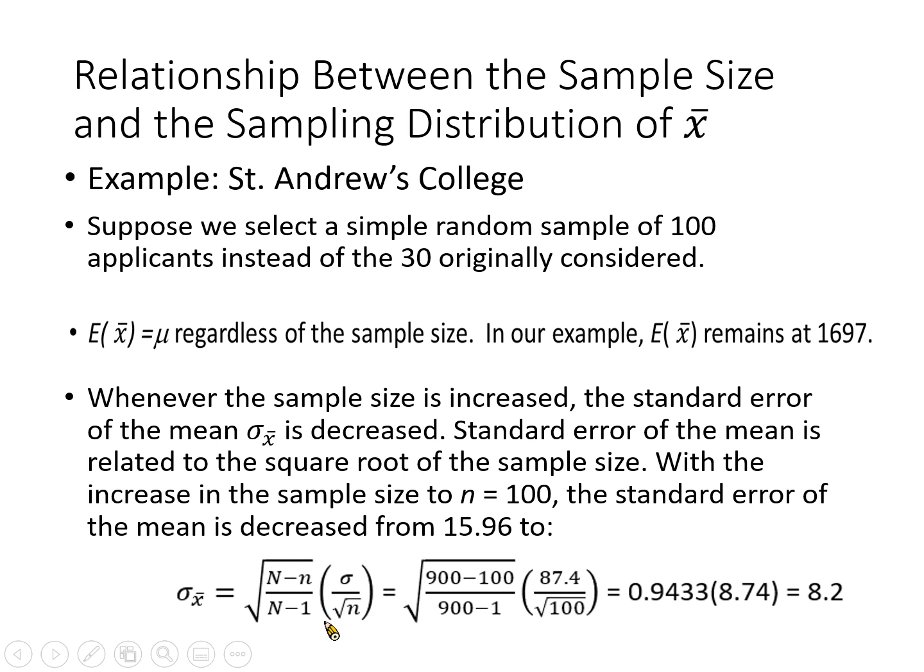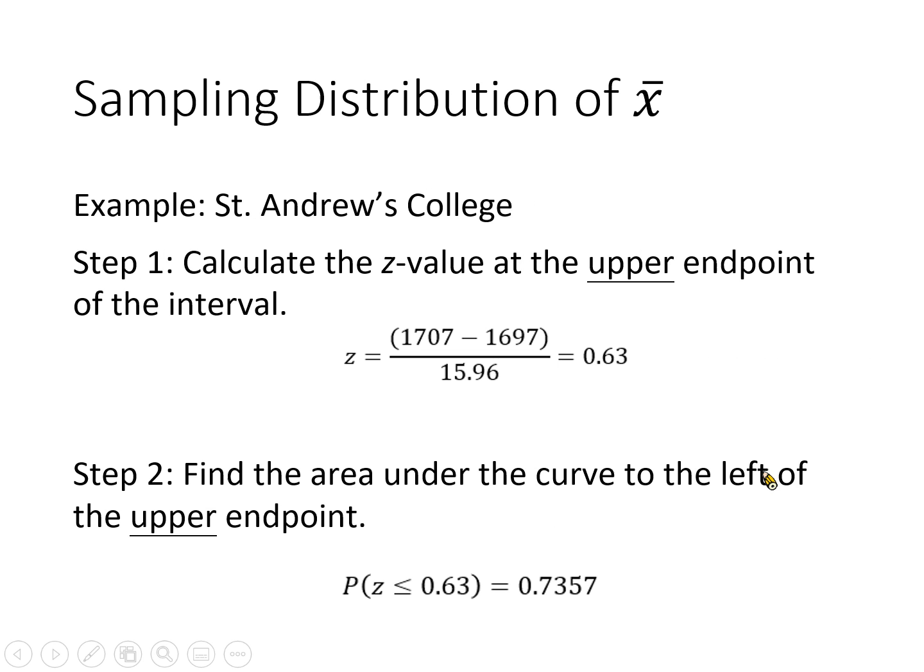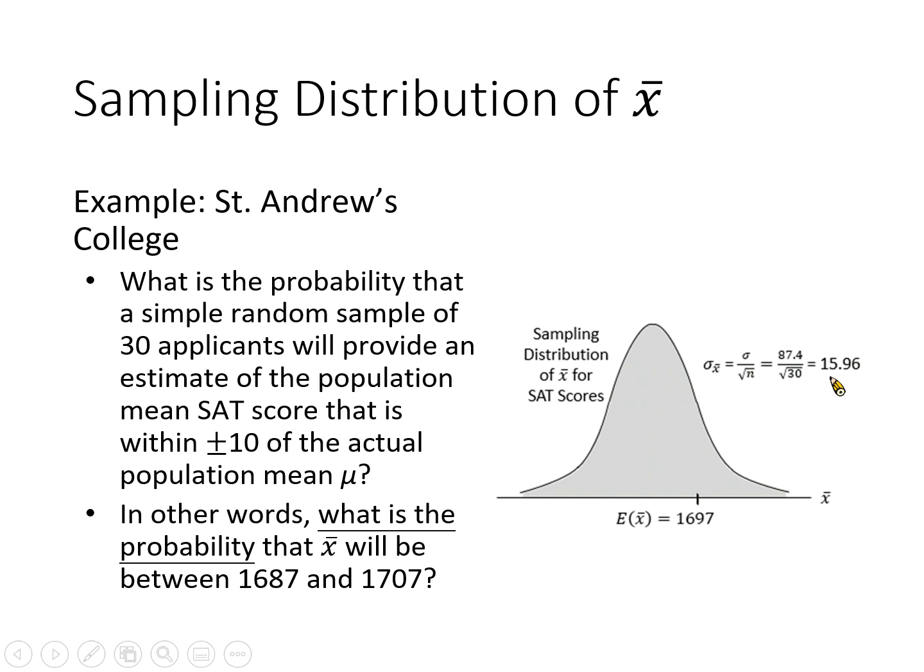Our sample size has been changed. And because this is a finite population, you need to calculate it again. The n, the sample size, will become 100, not the original 30. Then you will get the standard deviation of the sample is 8.2. But our previous standard deviation of the sample, because our sample size was 30, was 50.96.